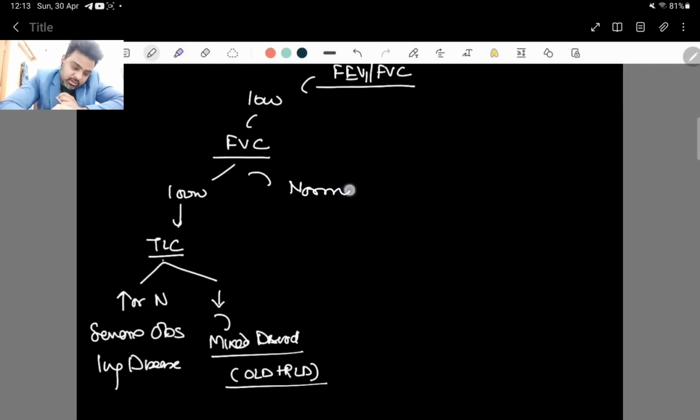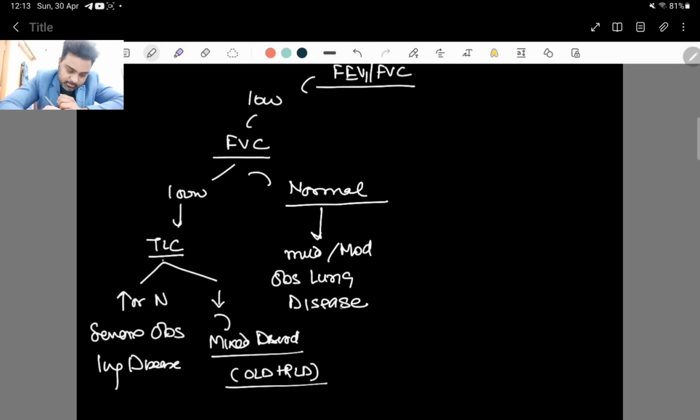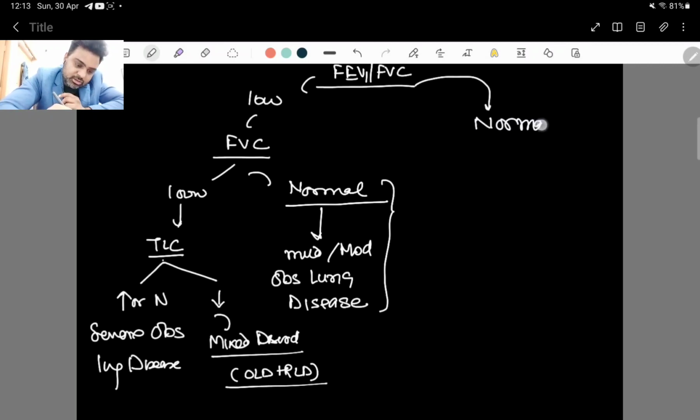Now if FVC is normal, what will we do? I have told you that if FVC is normal, that means this patient has a mild to moderate obstructive lung disease. Now we have known that if FEV1 by FVC is normal, that means the patient does not have obstructive lung disease. We will see if it is normal.